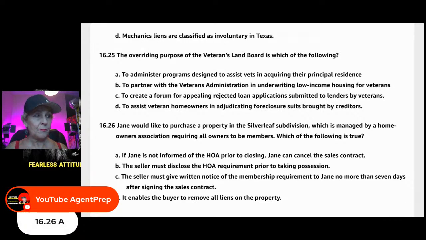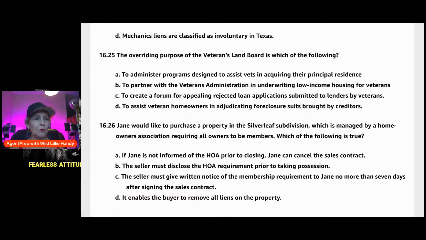I tell you a little bit more just to kind of remind you of certain things that go along with the contract. She can cancel it and she'll get her earnest money back, but not the option fee.